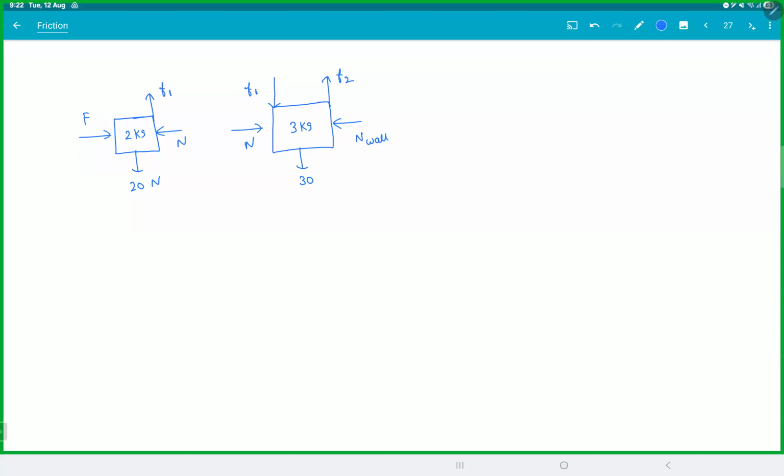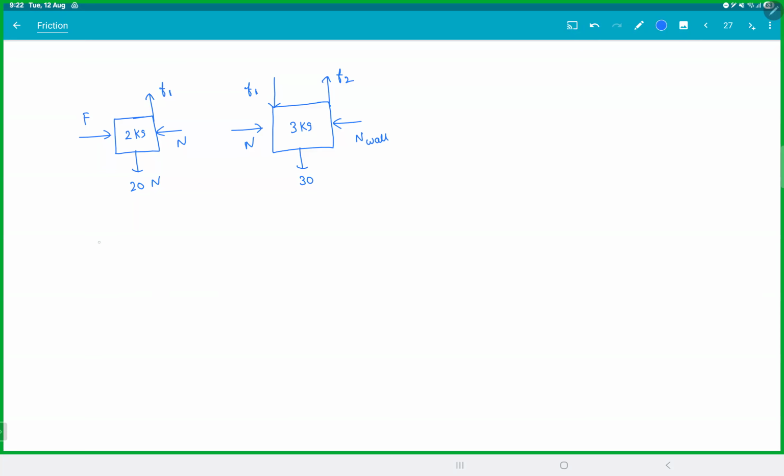So if you mess up the directions of friction, then the whole question will go for a toss. Right, Aditi. Right, Samyak. Right, Arya. There, that is the first thing. You need to get your free body diagram right. There, now you got it. Then let's do it. So let's see.